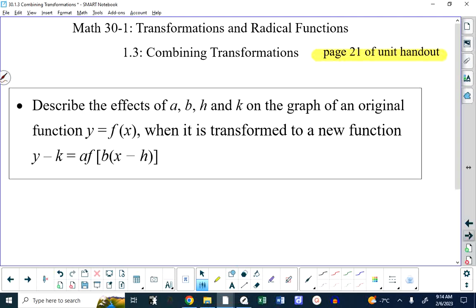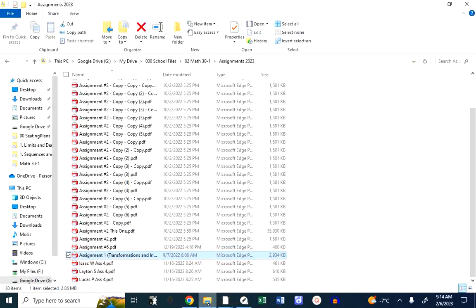We're going to describe the effects of a, b, h, and k on the graph of an original function y equals f of x when we transform it to y minus k equals a f of b bracket x minus h bracket. Now I gave you a formula sheet, right? Does anybody not have a formula sheet? Okay. So again, I'm going to show you the formula on your formula sheet.